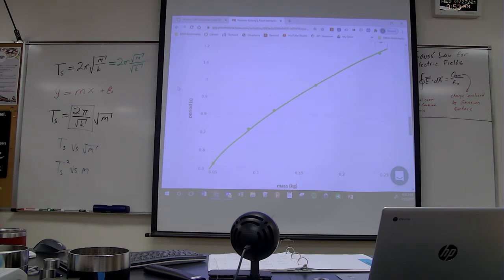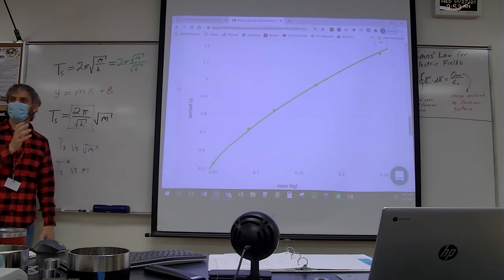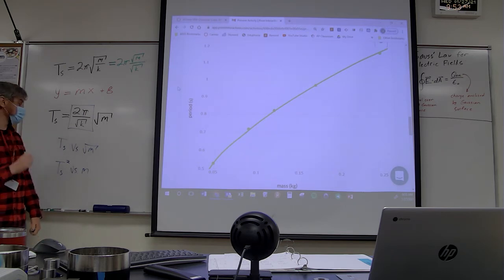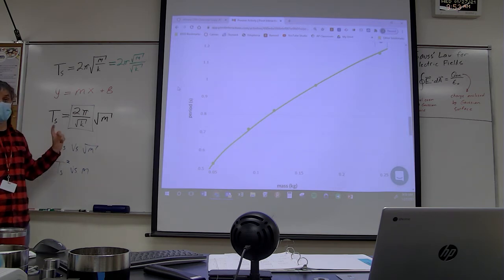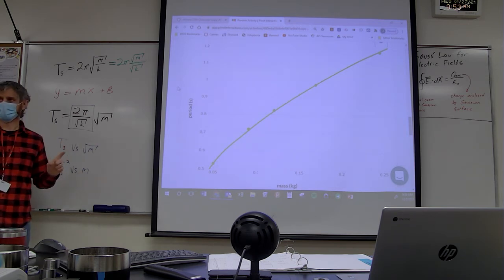Okay. So you have your choice. And if this was an AP exam question, FRQ, the scoring guidelines would say the student plotted the period versus the square root of mass, or alternate solution, the student plotted the square of the period versus the mass. Okay. Either of those is fine.